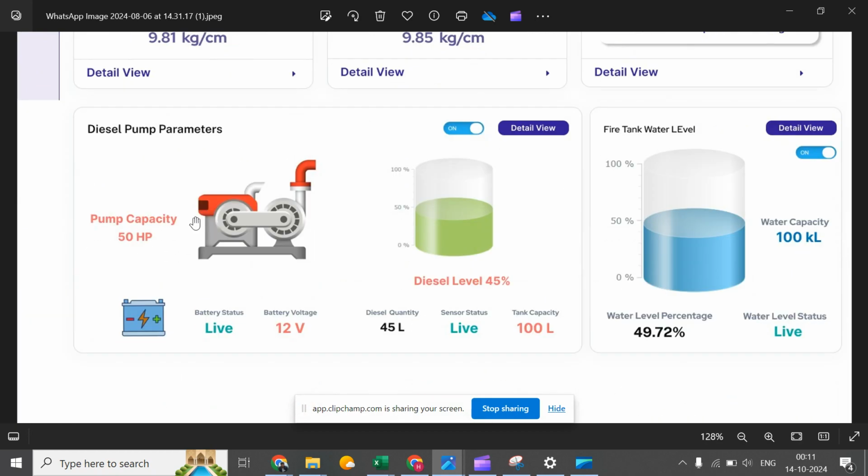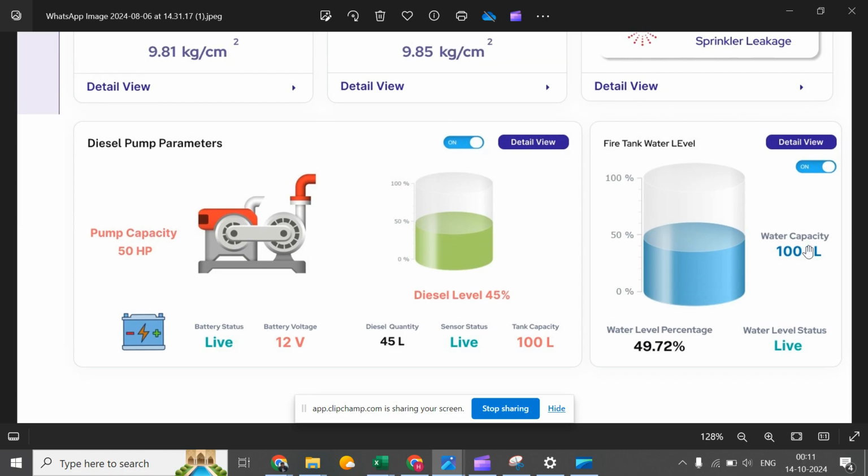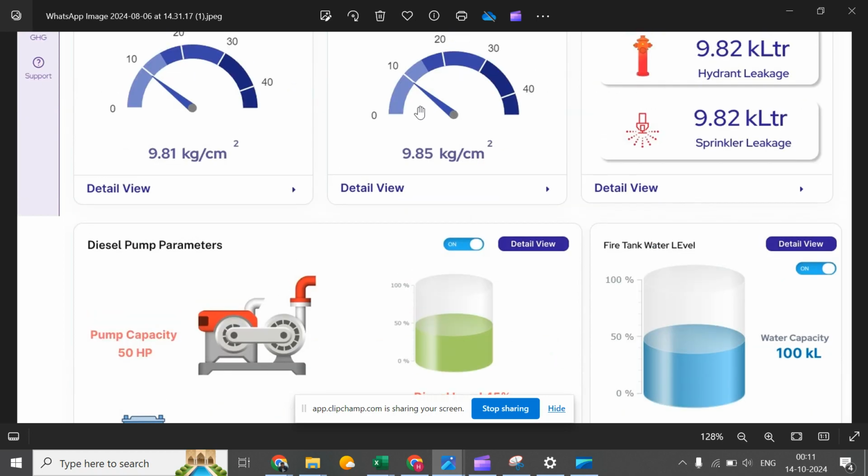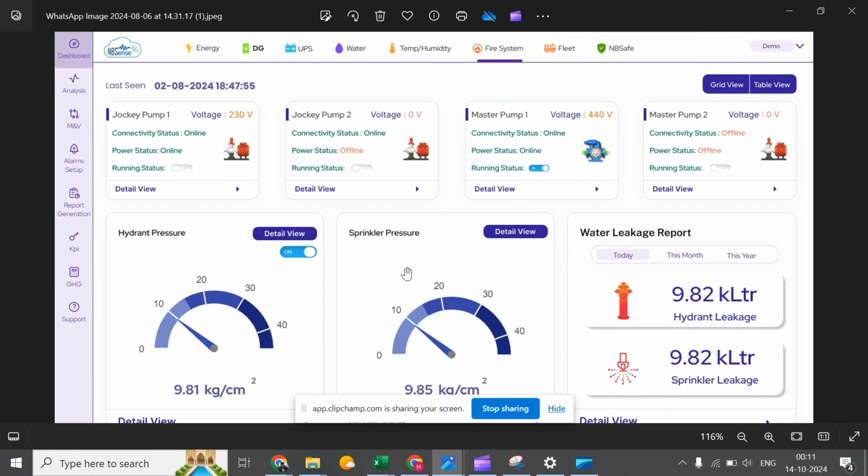Then diesel pump parameters like its capacity, battery status, battery voltage, and fuel level, in terms of liters and in terms of percentage, we can see. Also, if we want to see the refill and consumption report, we click on the detail view and get those details. Then the fire tank water level, which we also get in terms of percentage and kiloliter capacity. So this is about complete firefighting hydrant system monitoring.